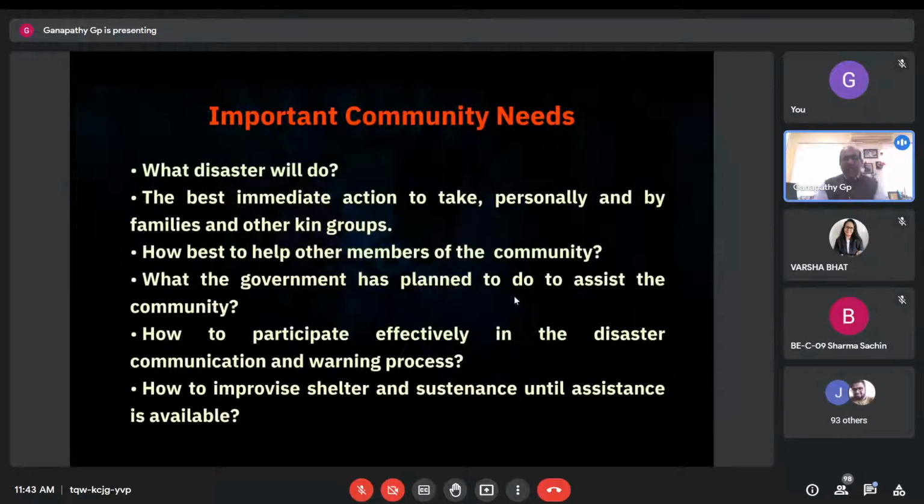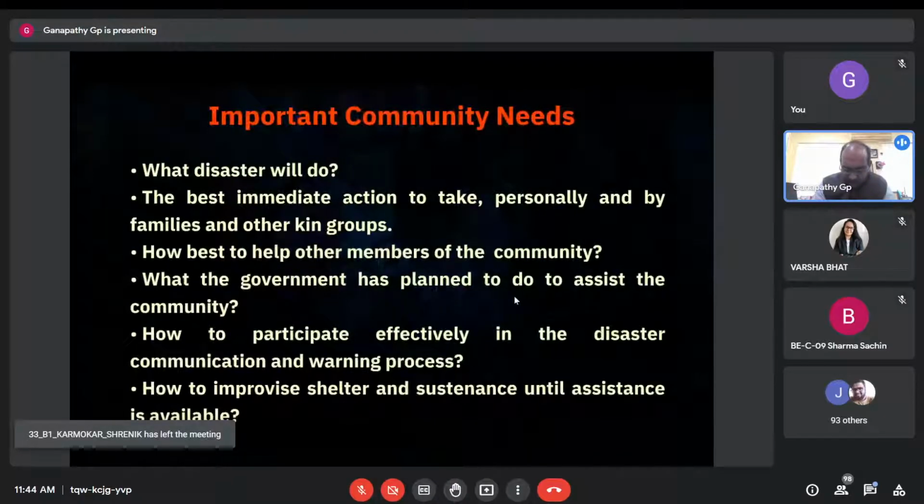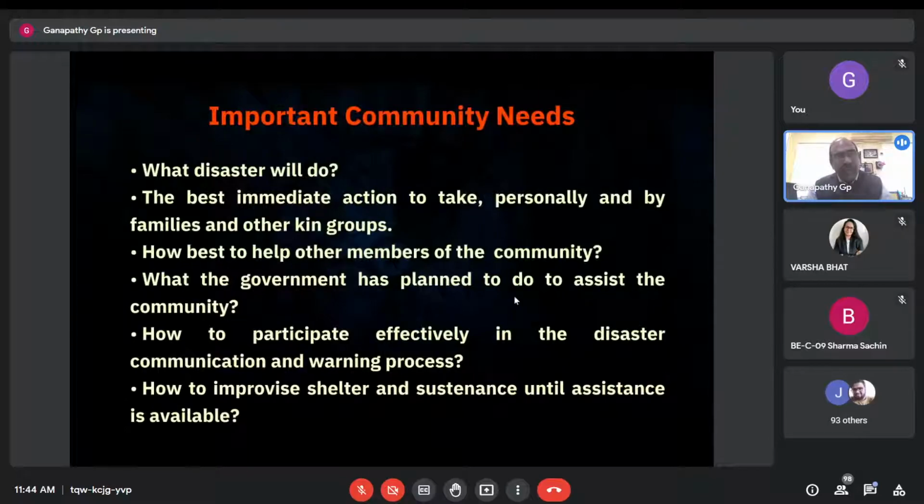And how to participate effectively in the disaster communication and warning process, because educational institutions mostly play a main role in the message and information dissemination that is going to happen. How to improvise shelter. In case of a disaster, you are not going to get a shelter after the major disaster. How to get a shelter, how to arrange shelter for the mass of people.